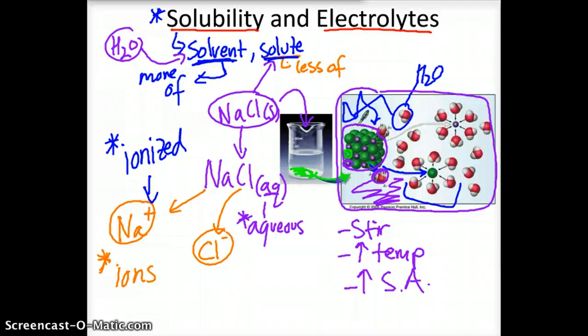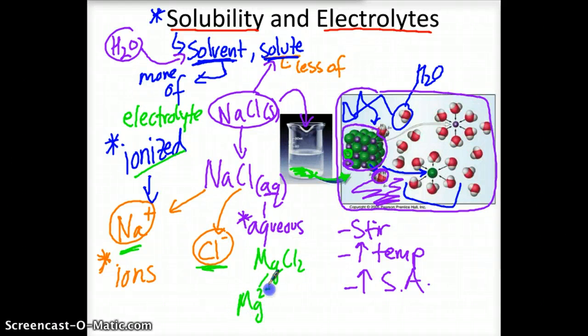There's one more term we need to know. Any substance that can be ionized is called an electrolyte. So for example, NaCl can be ionized. It can break into Na+ and Cl-, so it is considered an electrolyte. Essentially, any ionic compound is. So MgCl2 can split into Mg2+ and Cl-, and this would be considered an electrolyte. Electrolytes have unique properties, which we'll look at in class, but you need to know that definition as well.